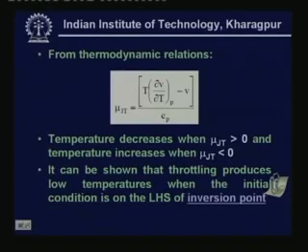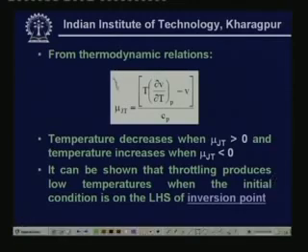From thermodynamic relations, we can show that the Joule-Thomson coefficient mu JT is equal to [T(∂V/∂T)_P − V]/Cp, where Cp is the specific heat of the gas at constant pressure, V is the specific volume, T is the absolute temperature, and (∂V/∂T)_P is the slope of an isobar in a volume-temperature diagram. This is the expression for the Joule-Thomson coefficient, and you can easily see that for an ideal gas, which obeys the equation PV = RT, the Joule-Thomson coefficient is 0. You can just check that, because T(∂V/∂T) works out to be V, so V minus V becomes 0.